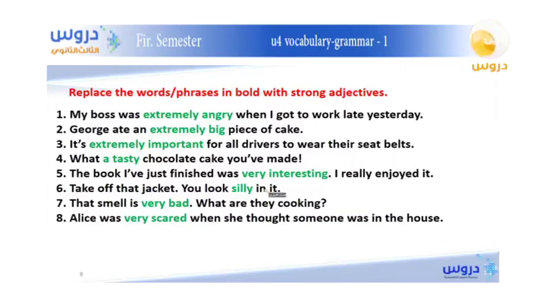What about number 7? Delicious. What about number 7? That smell is very bad. Awful. All right, Malak, you're doing a great job. I think number 7 is for Malak. Okay, sounds great. The last one, 8. Alice, terrified. 5, fascinating. Girls, you are doing a great job. Absolutely, you are doing a great job.